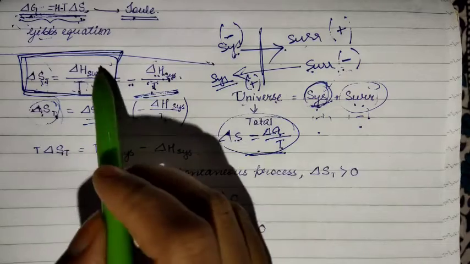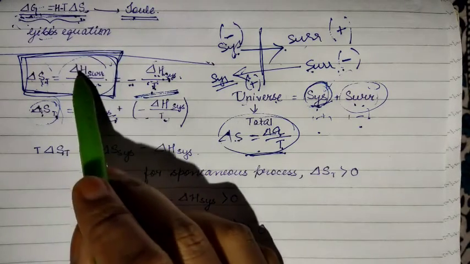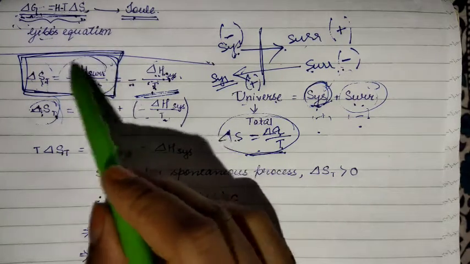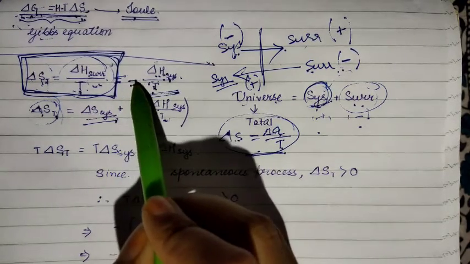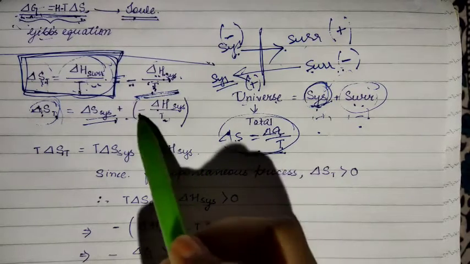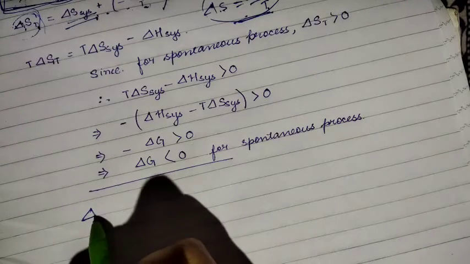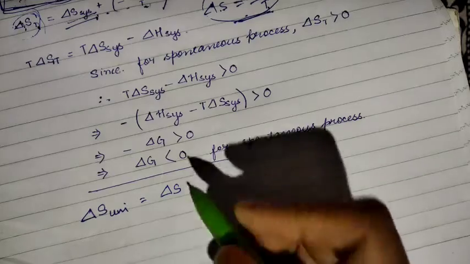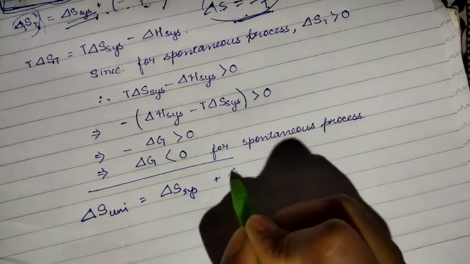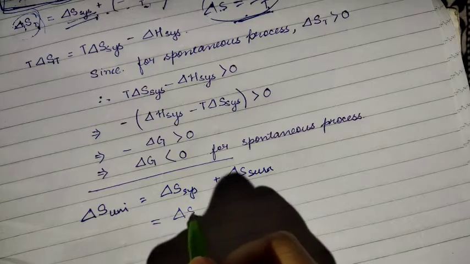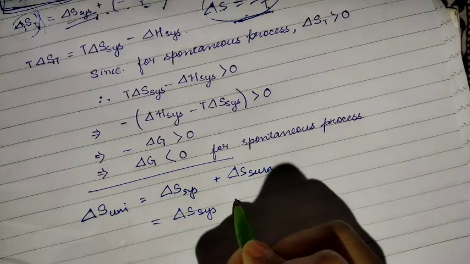Instead of surrounding, we can write this term, delta H surrounding by T. Again, in the next step, you know that this is equal to minus delta H system by T. So you can put here minus delta H by T for the system. I mean to say here that delta S universe is equal to delta S system plus delta S surrounding. Clear? Let us keep this as it is and let us change this.